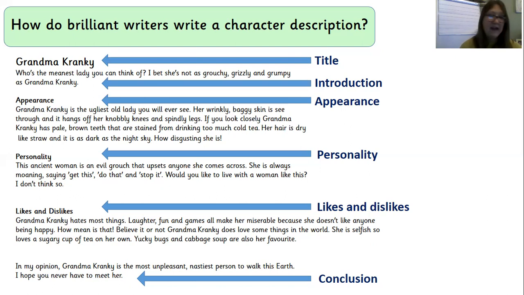Then at the end, we're going to end with a conclusion. And it says, in my opinion, Grandma Cranky is the most unpleasant, nastiest person to walk this earth. I hope you never have to meet her. So that rounds up our character description and finishes it off. We are going to be writing this across the whole of this week. We'll be doing a paragraph at a time.